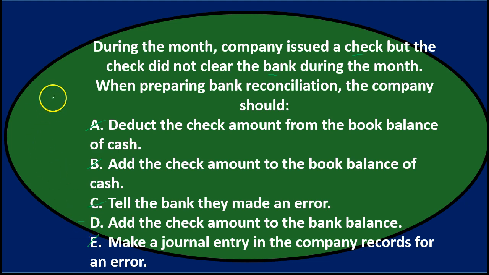Full question. During the month, company issued a check, but the check did not clear the bank during the month. When preparing a bank reconciliation, company should D. Add the check amount to the bank balance, basically the bank balance side of the bank reconciliation in order to reconcile the bank reconciliation.